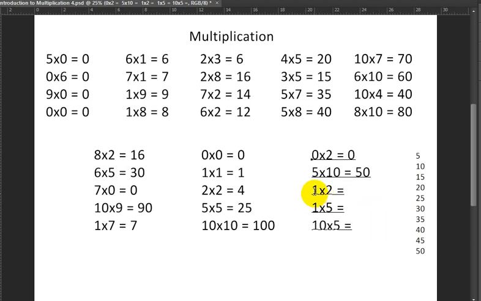Here we have 1 times 2, and I'm going to use the trick of 1 because that's the easier one. And I'm going to say that I'm multiplying it with 2. So my result is 2. Here I'm going to use the trick of 1 again and say that the result, since I'm multiplying 1 with 5, is going to be 5.